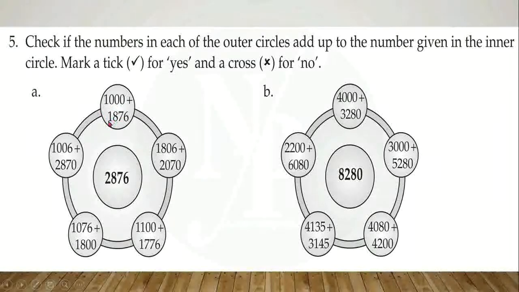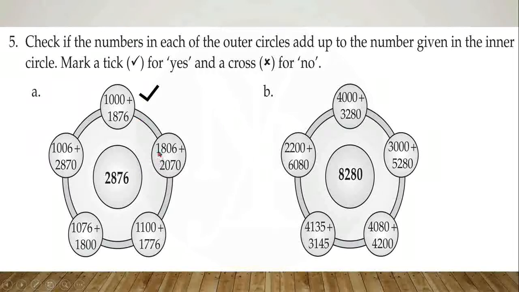1000 plus 1876. What do you get if you add these numbers? 1876 plus 1000. You will get 2876. All these are zeros. Definitely you will get same digits here for ones, tens and hundreds places. And only in thousands place you have 1 and 1. These two add up to give 2. Therefore you get 2876. This number. So the sum of this matches with this number given in the center. So you will put a tick mark here like this.